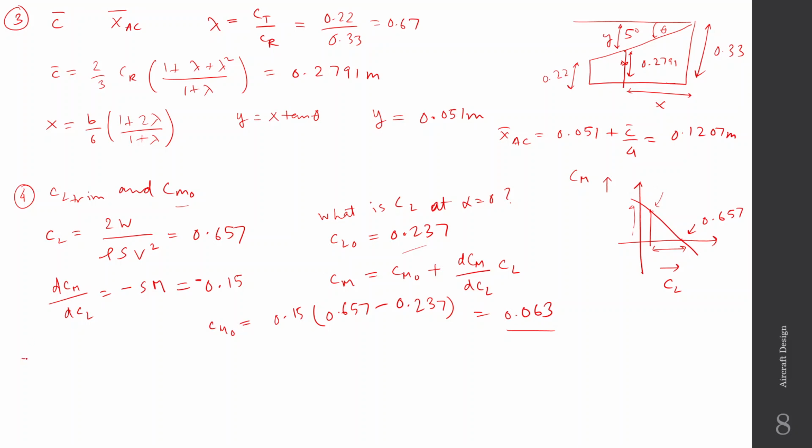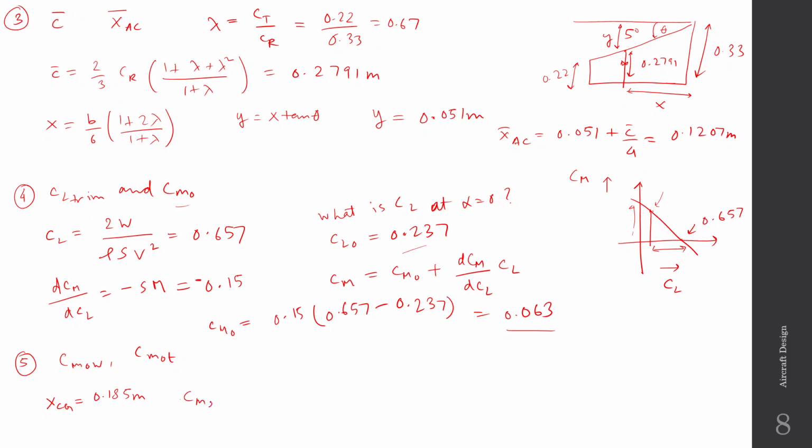Okay. Now let us do the wing and tail contributions to CM naught. First we'll do the CM naught wing contribution, and for this case I'm assuming that xcg is at 0.185 meter. So CG is located at this point.